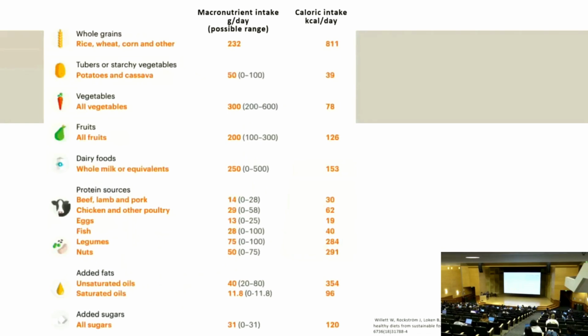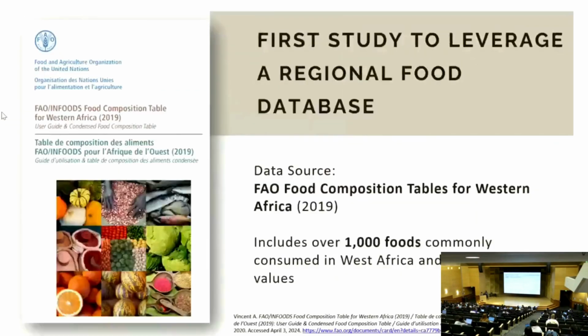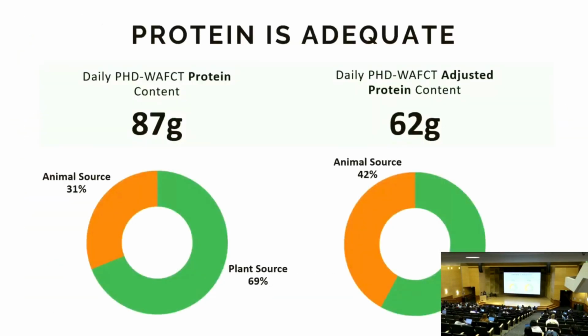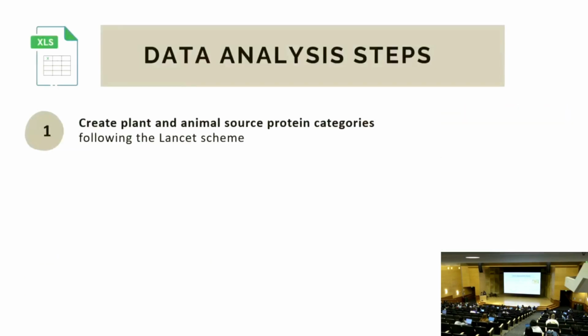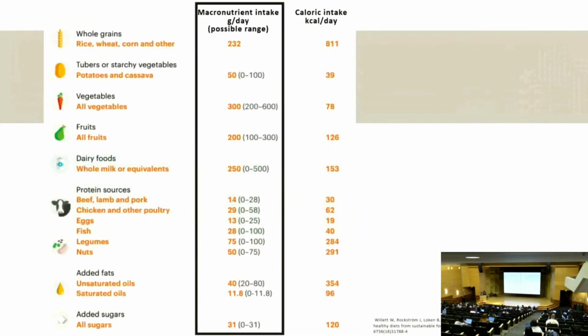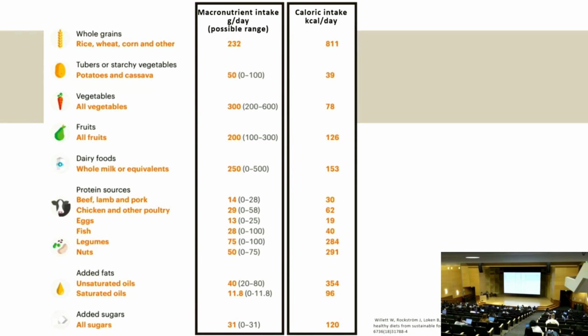And each of these food groups are also associated with a precise number or range of grams per day to be consumed. For example, whole grains, 232 grams per day. Tubers, 50 grams per day. And those are also corresponding with a calorie amount. So how many of our calories should come from that food group? For example, 811 calories from whole grains per day. And all of these calories add up to 2,500 per day.